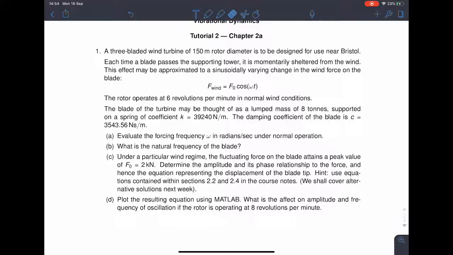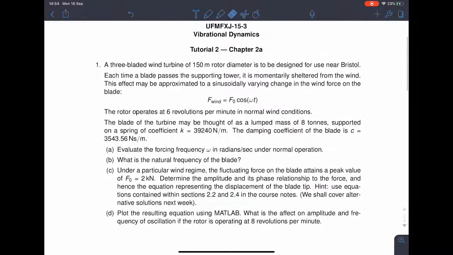So this is vibrational dynamics and the solution for tutorial 2, which is covering the first part of chapter 2. In this problem we have a wind turbine, and the question is around a blade which passes the supporting tower and is actually forced by the wind. We're assuming that this force is going to be a sinusoid with a certain amplitude and a certain frequency.